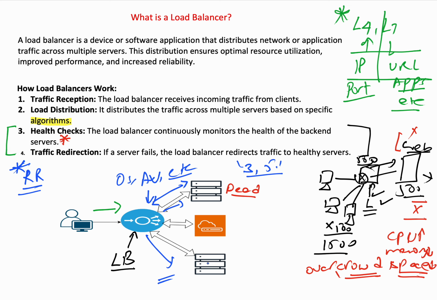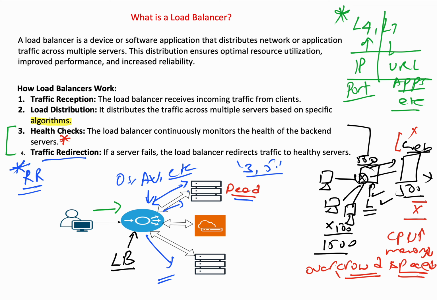What does this do? It improves scalability, it improves performance. It basically induces reliability in your whole network configuration, and all your clients and your administrator are basically confident about the whole network of yours. Then we have traffic redirection. If a server fails, like I told you, if this is dead, the load balancer redirects traffic to the healthy servers. It will just redirect.